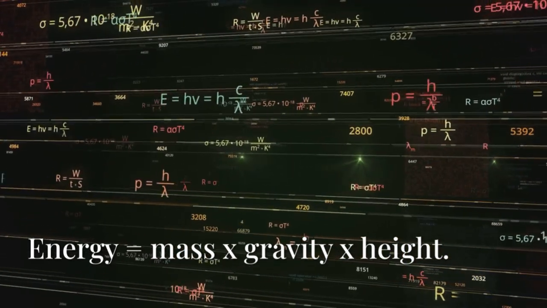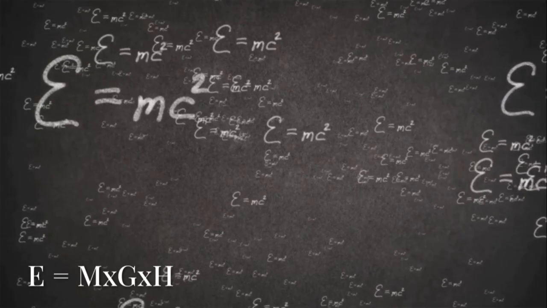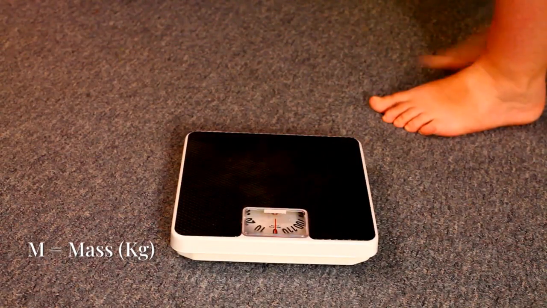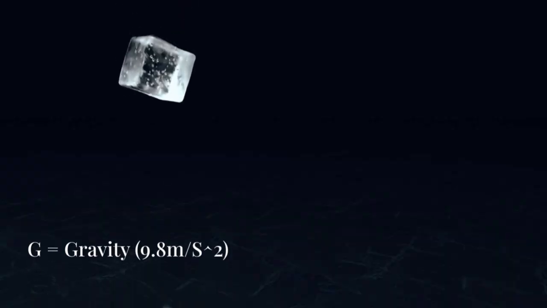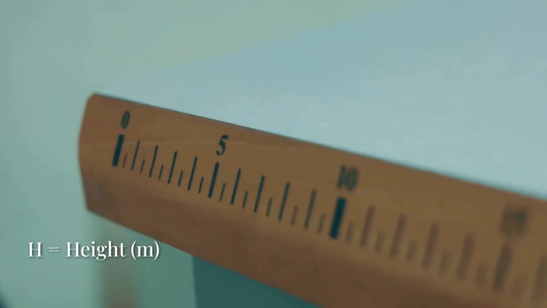Energy equals mass times gravity times height. That's gravitational potential energy. E equals m times g times h. M means mass, which is how much stuff you've got, in kilograms. G is gravity's pull. That's about 9.8 meters per second squared on Earth. H is the height in meters.